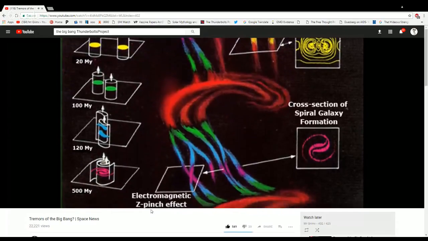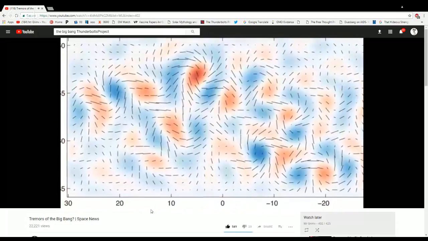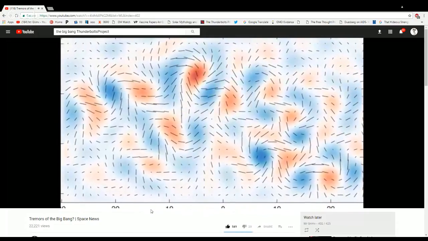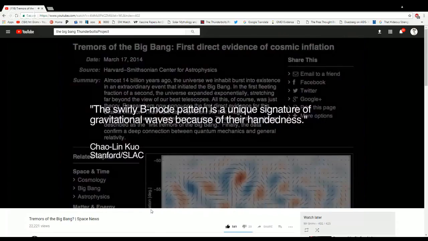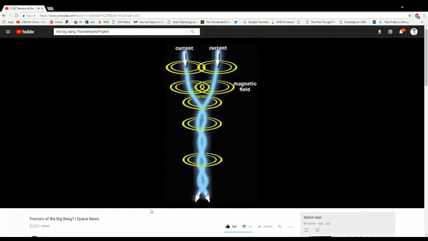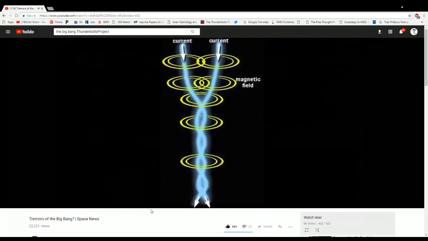And it's significant that this discovery is of apparent twisting of the magnetic field, which is evident in the signal that's received. It's said the swirly B mode pattern is a unique signature of gravitational waves because of their handedness. However, Birkeland currents also have polarized signals and handedness.